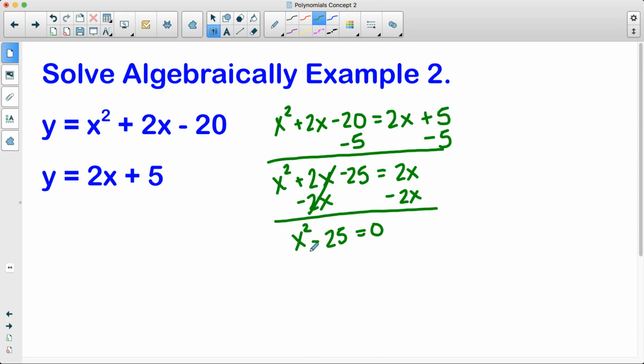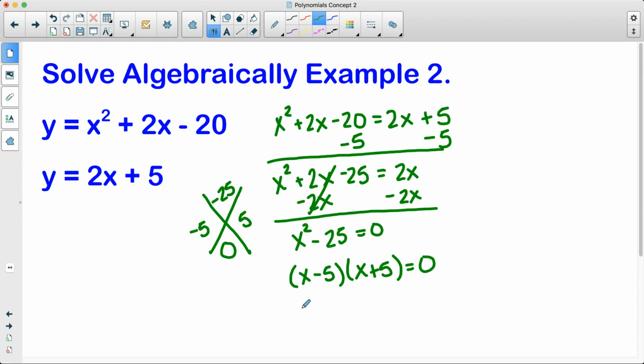So now I need to solve this. I need to find the values for x that make this equation true. So I am looking for two numbers that multiply to negative 25, since that's our c term. Notice our b term canceled out here, so b is equal to 0. So two numbers that multiply to negative 25 and add to 0 are negative 5 and positive 5. So in factored form, we've got x minus 5 times x plus 5 equals 0. And here, x values: x equals positive 5, x equals negative 5.